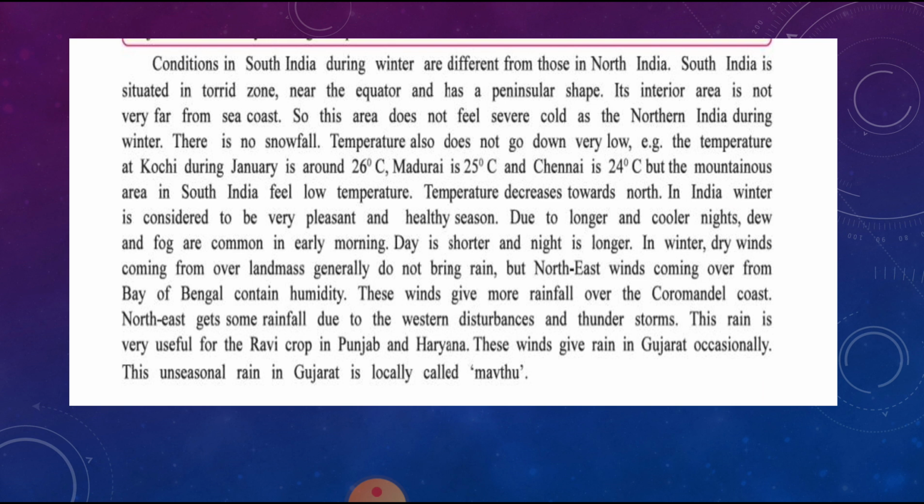Conditions in South India during the winter are different from those in North India. South India is situated in the torrid zone near the equator and has a peninsular shape. In which zone is it? The torrid zone, near the equator, and it is in the shape of a peninsula.